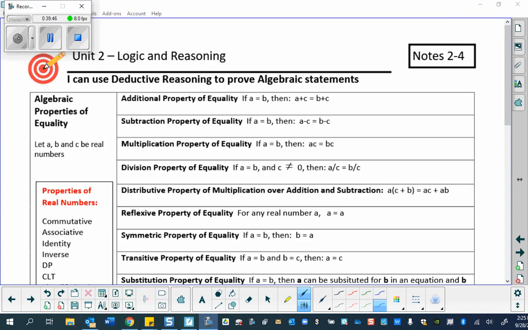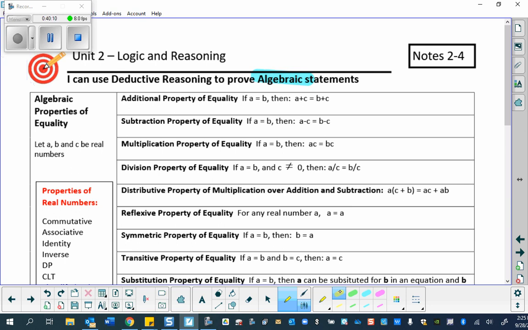All right, so today's notes are where we're going to really dive deeper into deductive reasoning. And we're going to use deductive reasoning to prove what you already know: algebra. Right? Because you all know algebra, right? Say yes. Yes, you all know algebra. Okay.